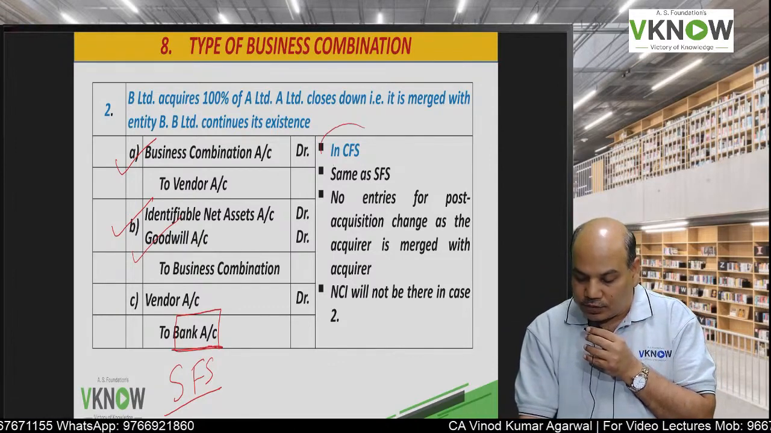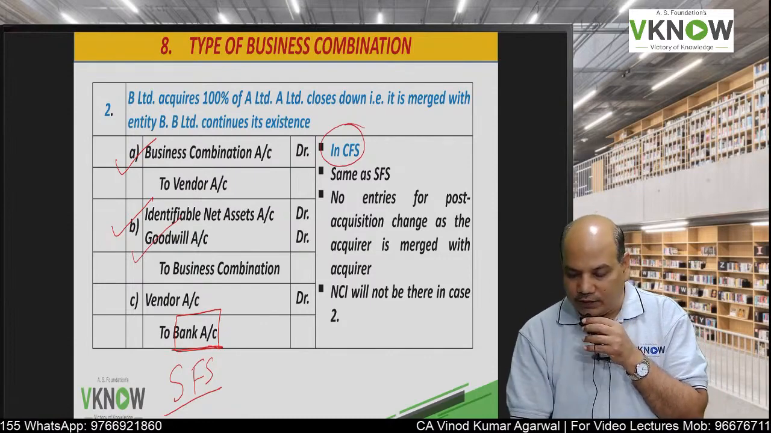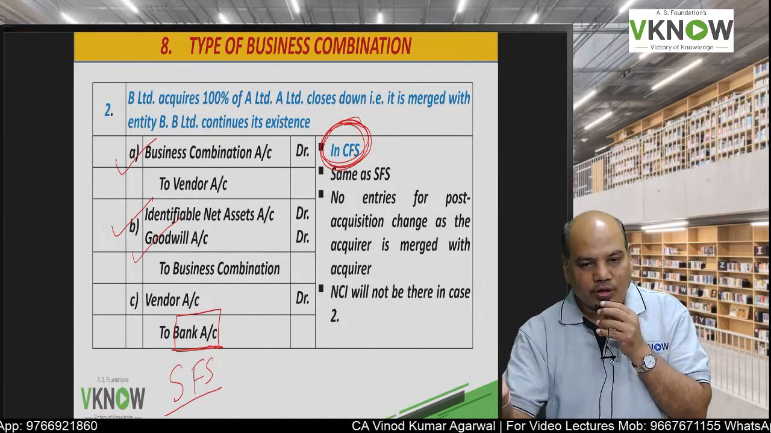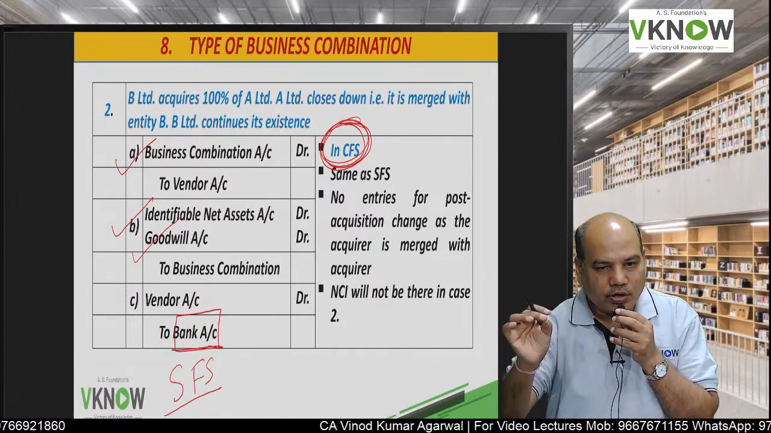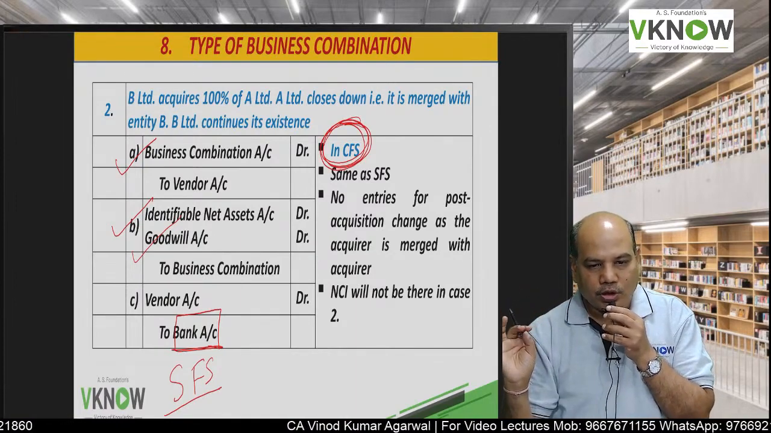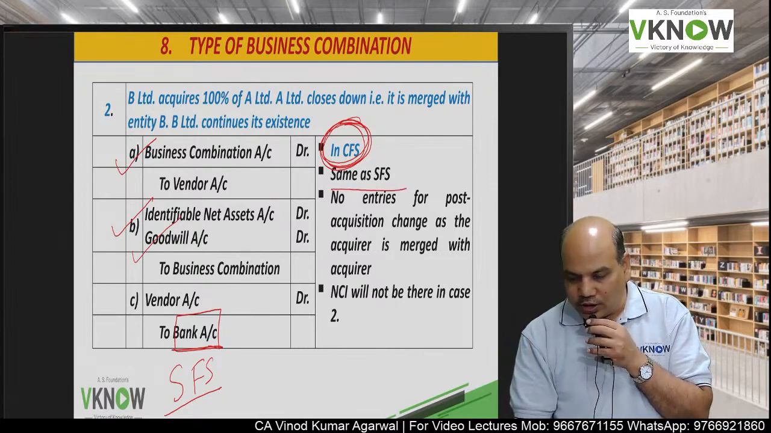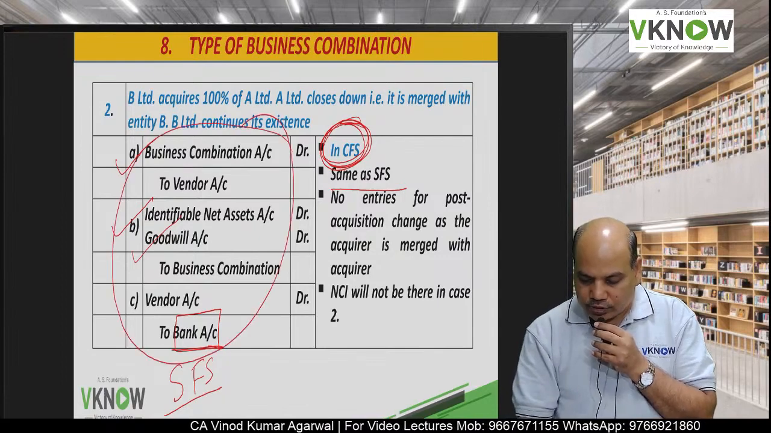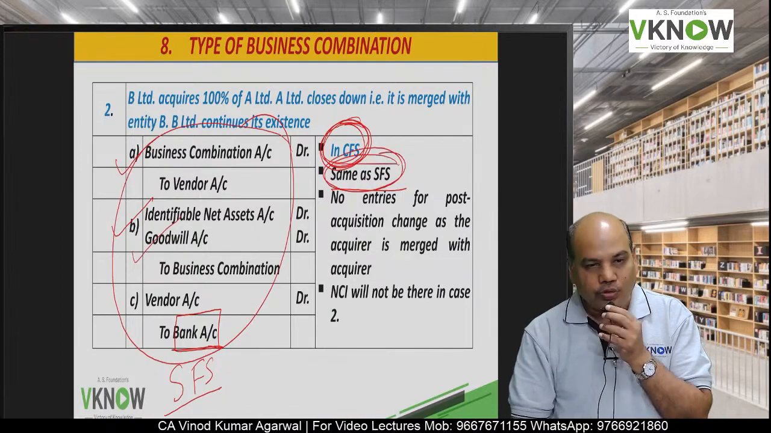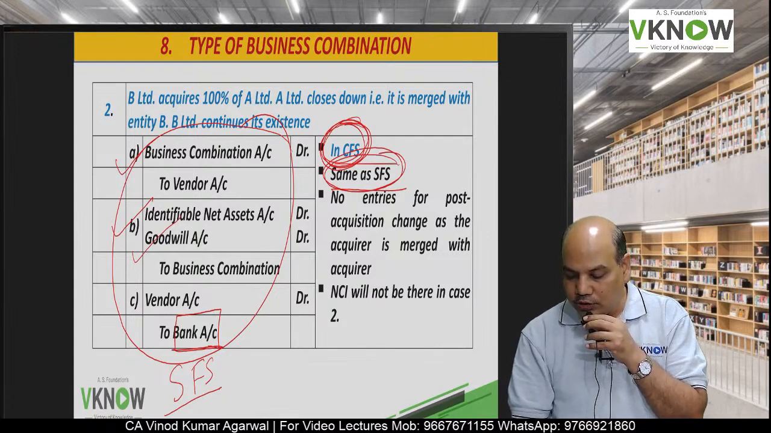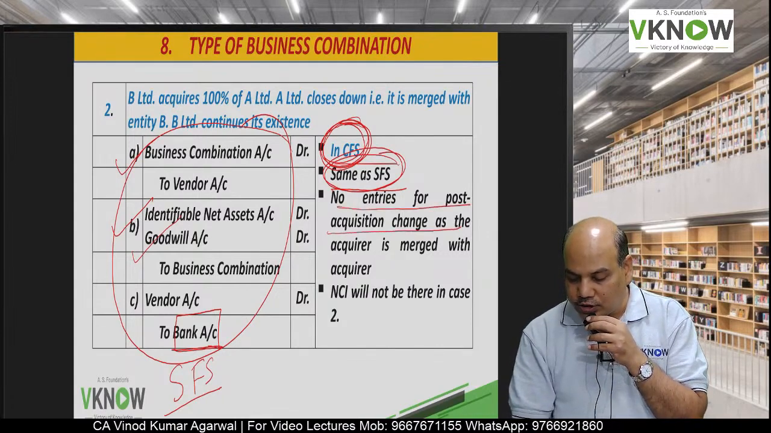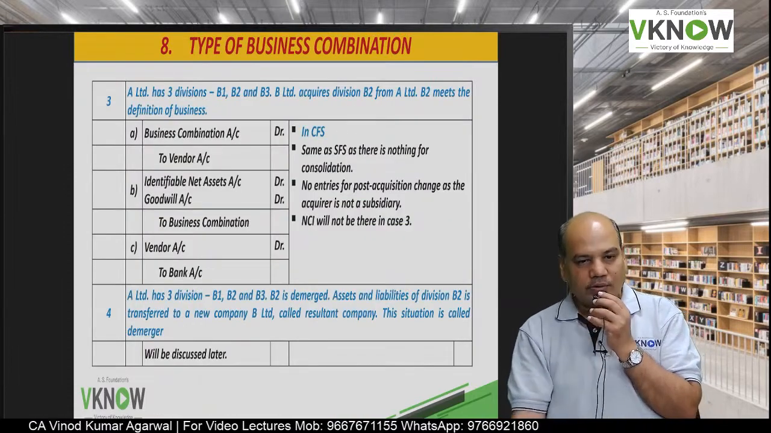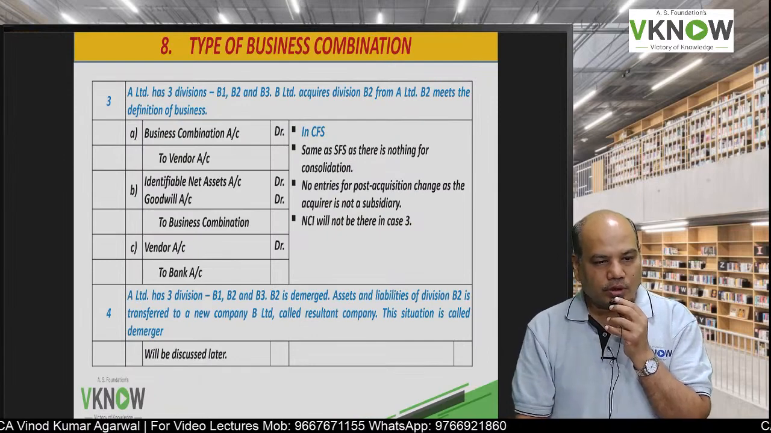And in case of consolidated financial statement, pay attention. Now because the subsidiary is not there, there is no question of consolidation. Whatever figures we have written in SFS, the same figures will continue in CFS also. There is no entry for post acquisition change. NCI will not be there. This was my case number 2. Now we'll come to case number 3.